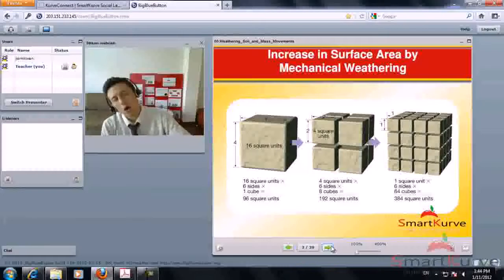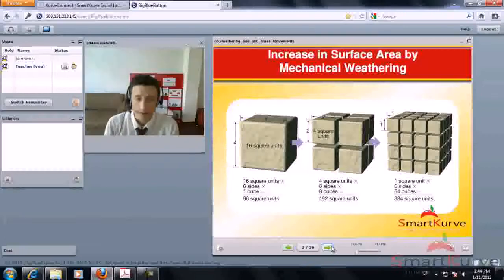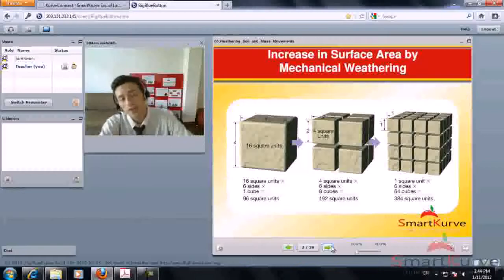But we know that 4 times 4 is 16. So the surface of one face of that cube is 16. We also know there are 6 sides to a cube, which gives us a surface area of 16 times 6 times 1 cube, 96.